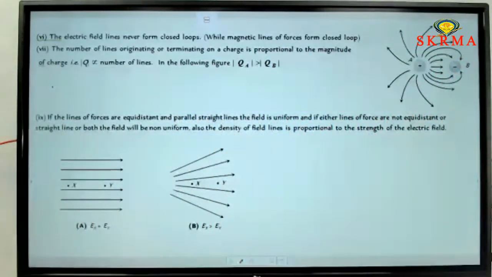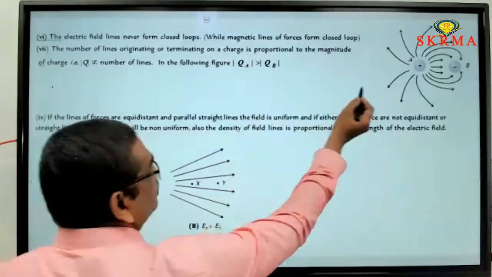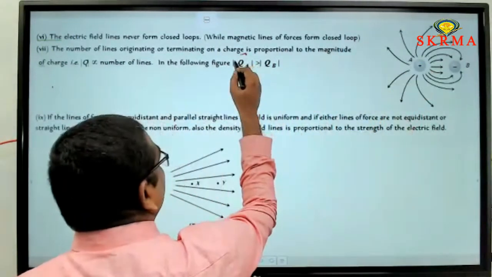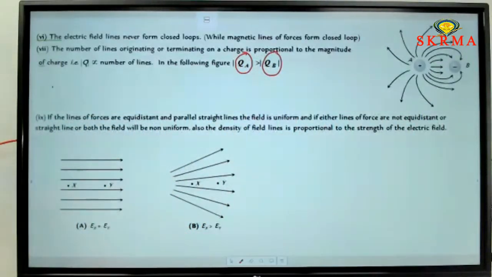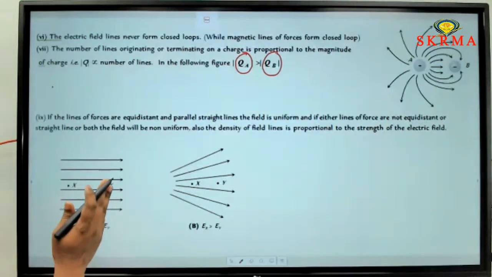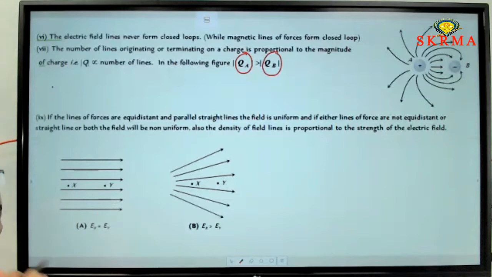Now what is the conclusion from that one? Here lines are more at positive charge, point A. So the magnitude of charge A is more compared to the magnitude of charge B. Here the number of lines gives the magnitude. More lines means more magnitude of charge. Is this clear? So from that diagram we can conclude that the magnitude of A is greater than the magnitude of B.